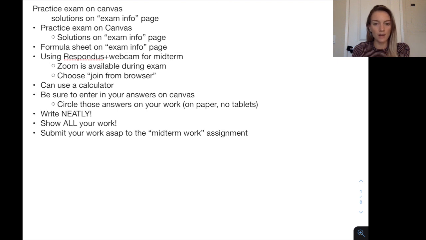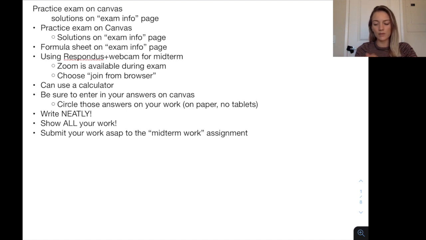And then for the proctoring, we're going to be using Respondus, as I said, but we're going to be using the webcam also. So if you don't have a webcam or you have issues with that, just let me know beforehand. Hopefully everyone's used Respondus and the webcam, so you all know how to use that. But what I'm going to do a little bit differently is also have Zoom available. I'll have the settings set on Respondus so that you can access Zoom during the exam.